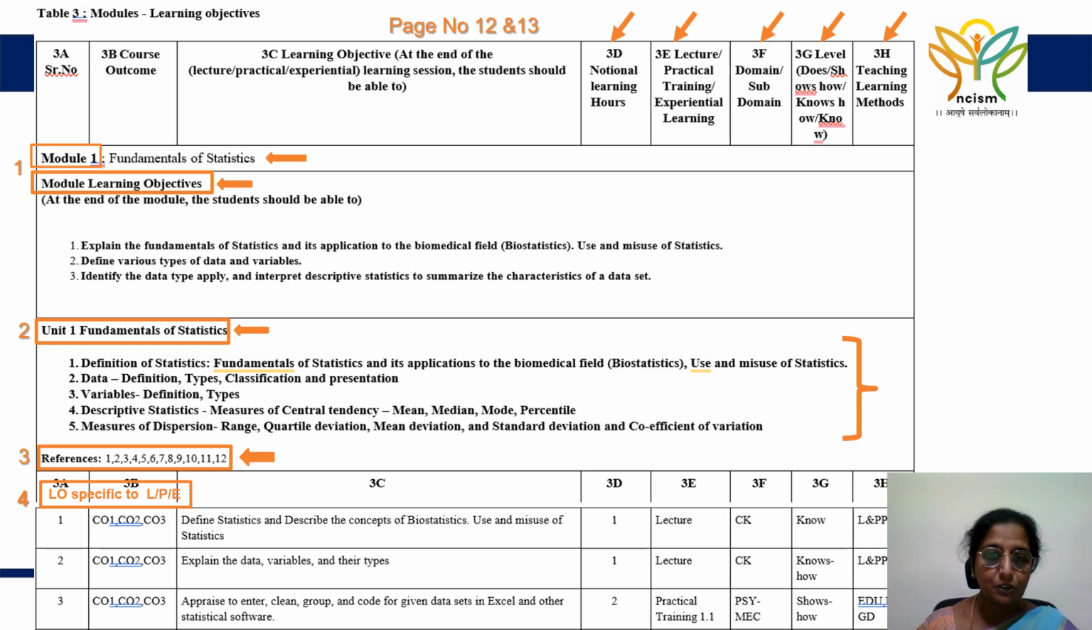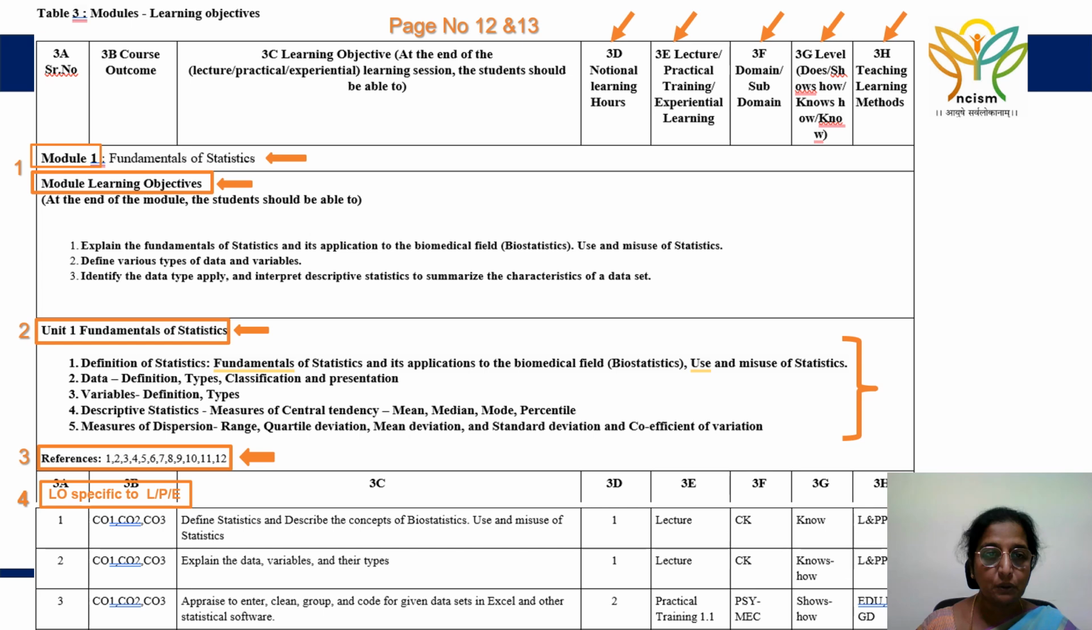The 3D column shows the notional learning hours, the 3E column shows whether it is going to be a lecture, practical training or experiential learning. The 3F column specifies the domain or subdomain. The 3G column shows the level of understanding of the student. She should be able to understand at the level of does, shows how, knows how, and knows. Finally, the teaching learning method suggested for this particular session.